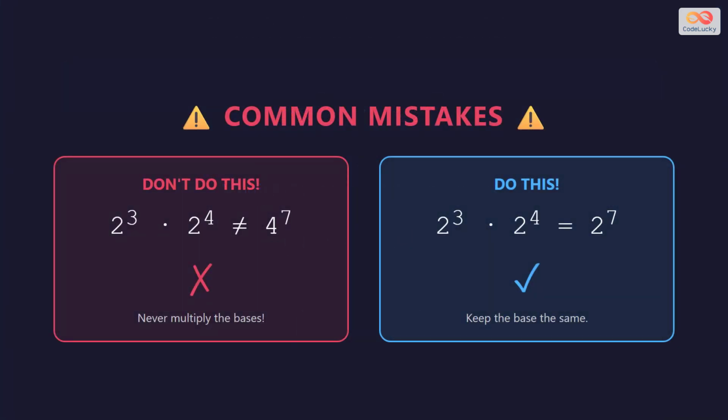Here is the most common mistake students make. When multiplying 2 cubed times 2 to the 4th, do not multiply the bases to get 4. That is incorrect. The base must stay the same. You only add the exponents.